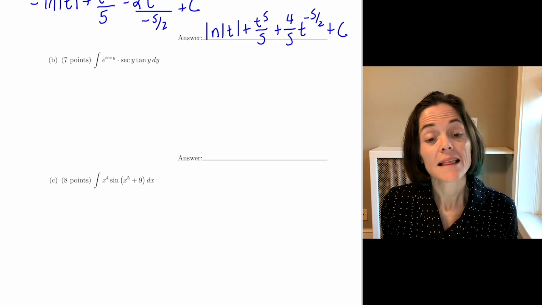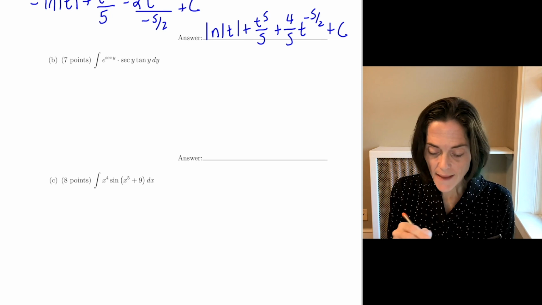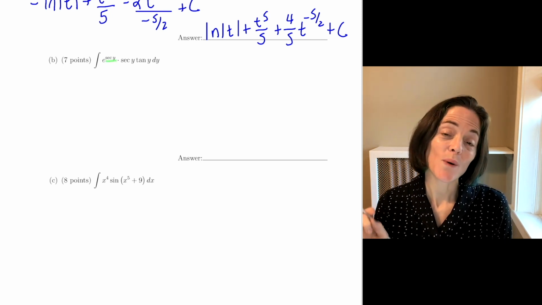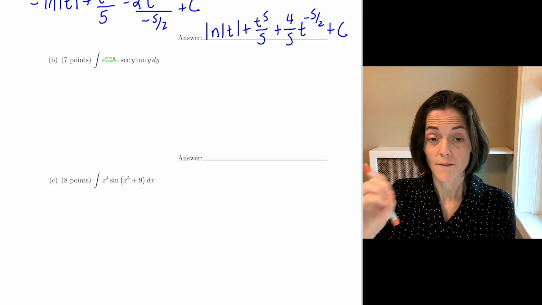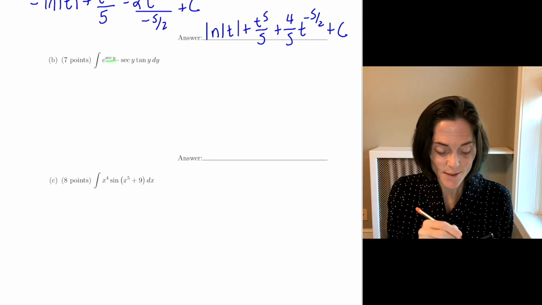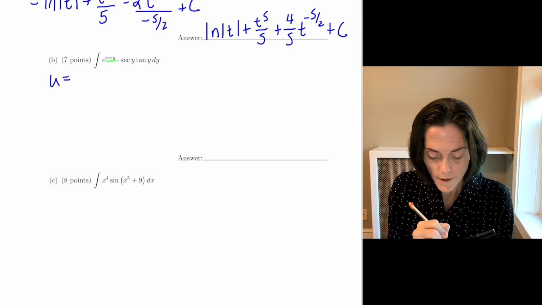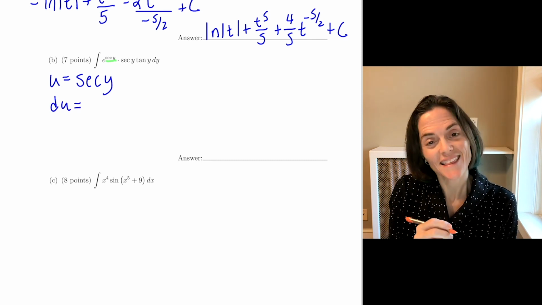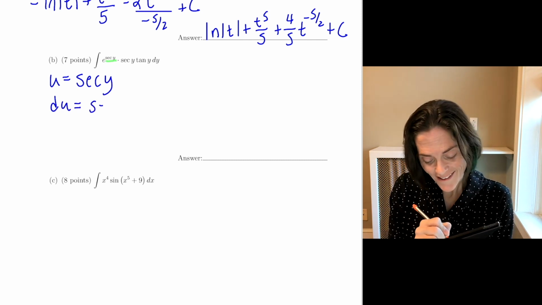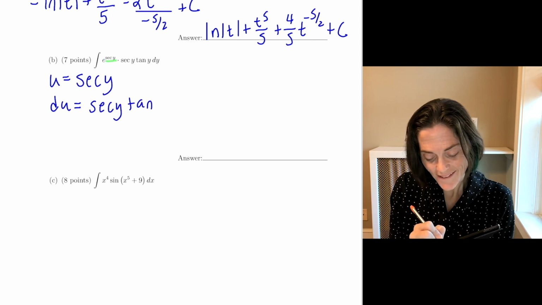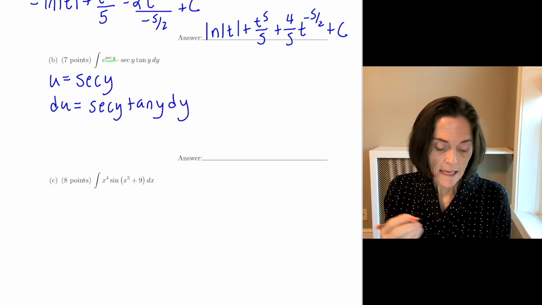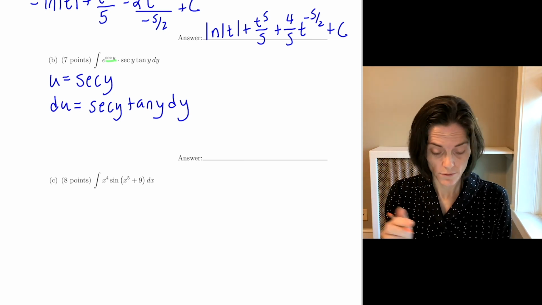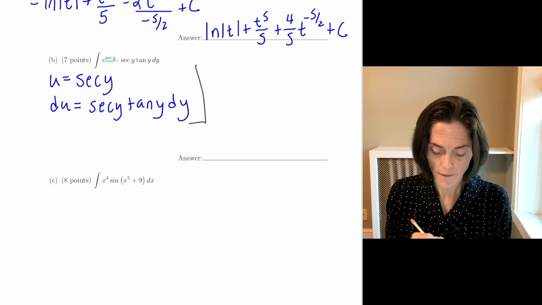Letter B. This is substitution. Up inside the exponent of e, I see something more than just an x. Moreover, I have a multiple of its derivative in my integrand. So u is the secant of y. Du, well, we take the derivative. We have secant y, tangent y, dy. Now you notice, handed to me in my integral, I have exactly du. So I typically will put a box around this part.